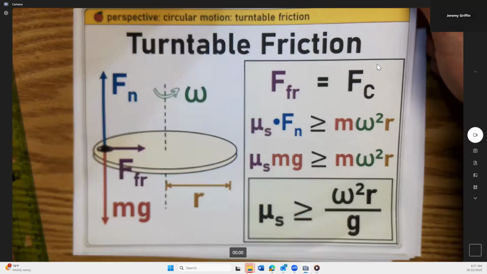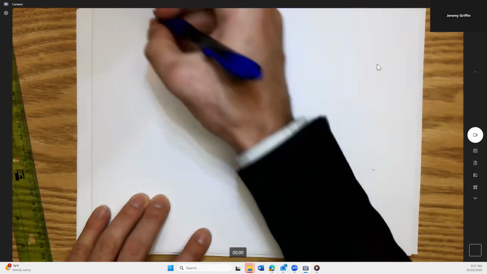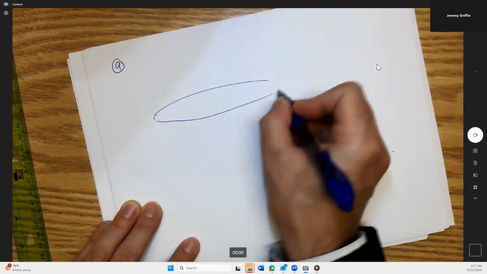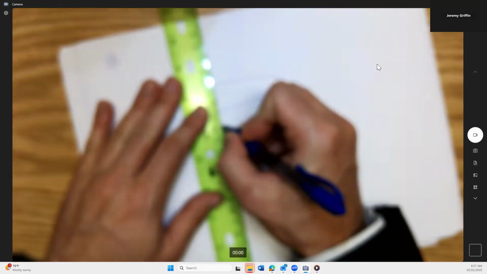Who knows how to actually do this? So I'll draw the situation. We got this turntable. All right, so I'm thinking in 3D. We got this axis of rotation.